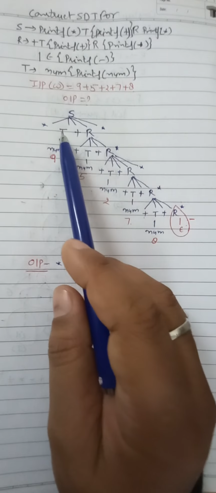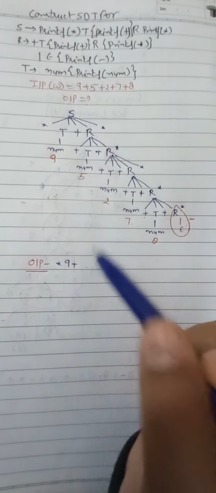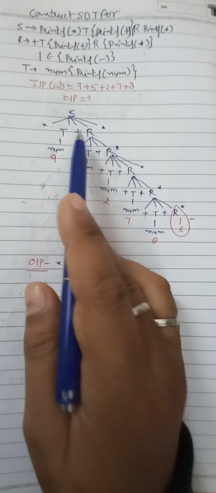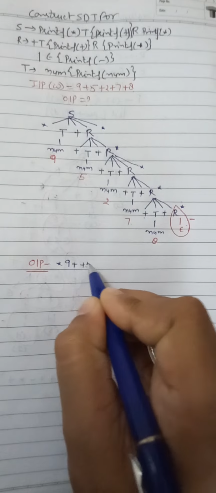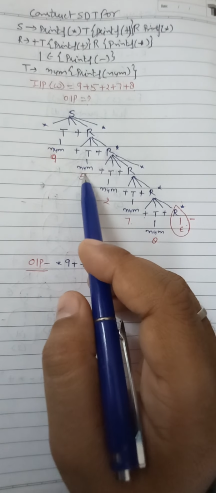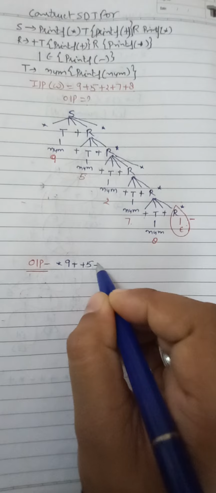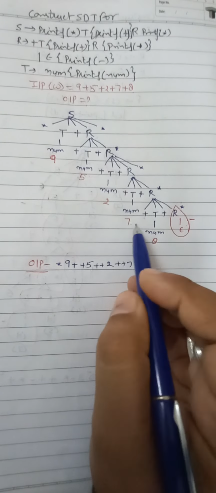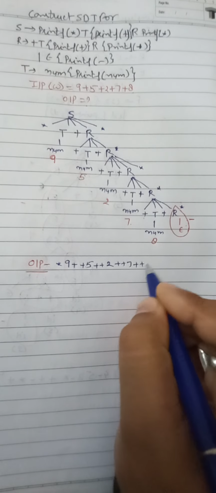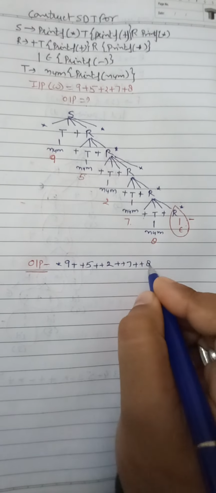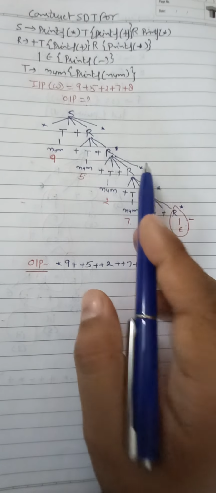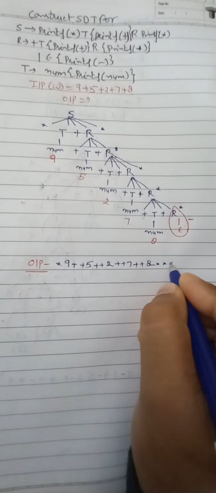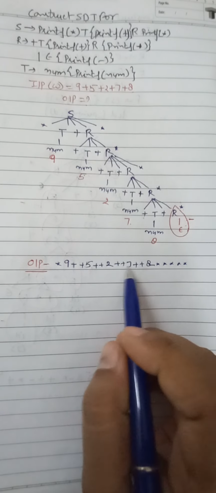All these things are here, and in between 1 plus is also there, so we'll write 2 times plus will be there, multiplication 9 plus 5, then plus 2, then plus 7, then plus 8, then minus, then multiplication 5 times. 1, 2, 3, 4, 5. So this will be our output.